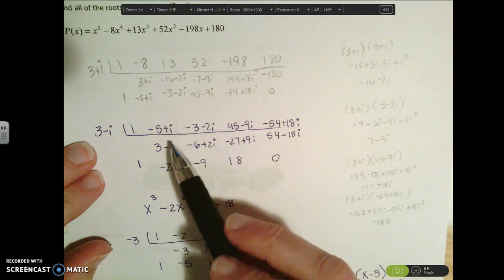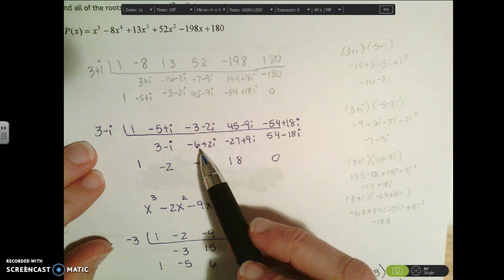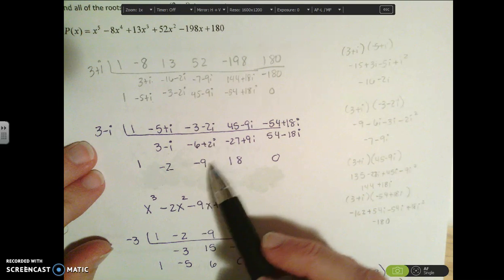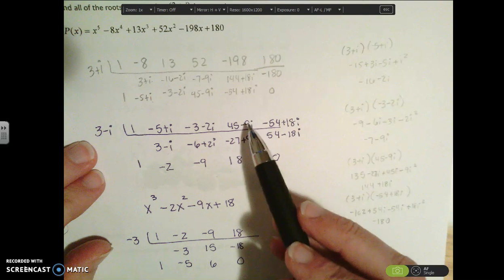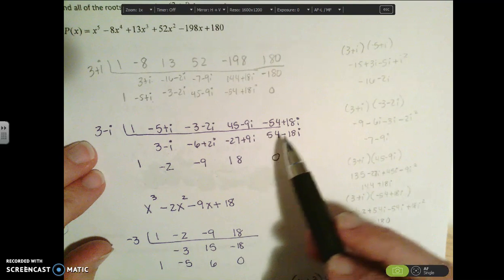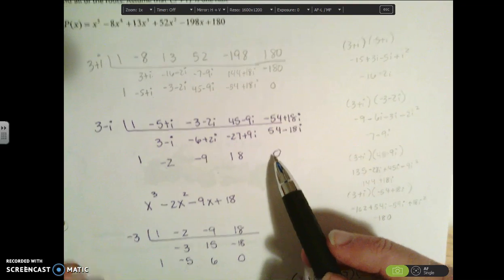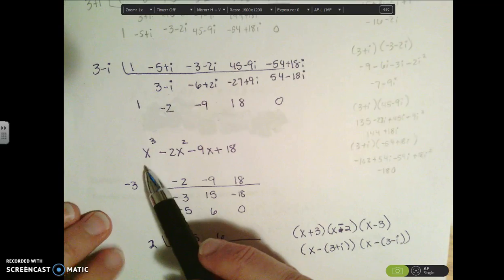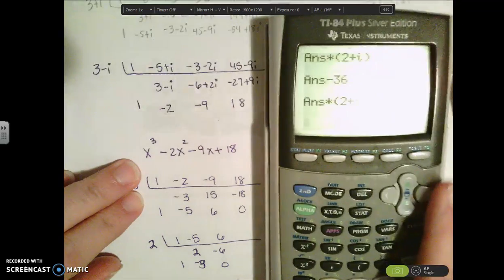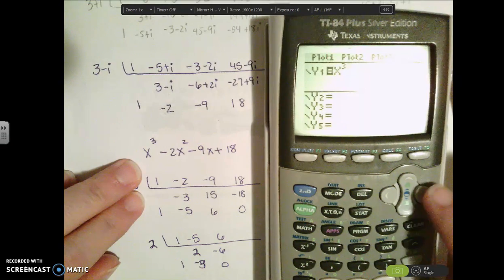So the i's are going to cancel out and I'm left with negative 2, and then I multiply that together. The i's are going to cancel out and I'm left with negative 9. Multiply those together. The i's are going to cancel out and I'm left with 18. And then multiply that together and again I get 0. So now I've gotten to a problem that is x cubed minus 2x squared minus 9x plus 18. So I'm going to go to my calculator and I'm going to put that in my calculator.